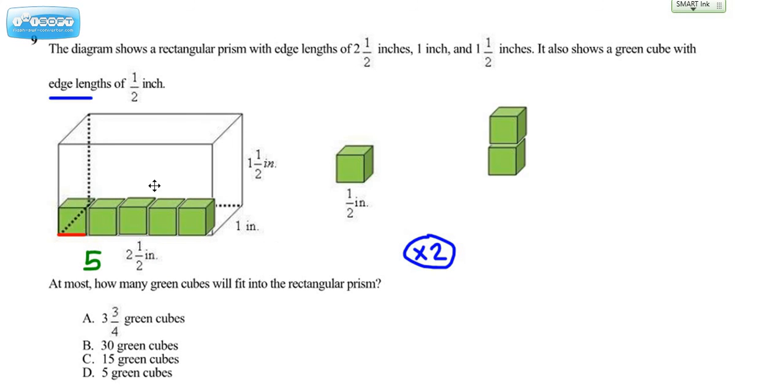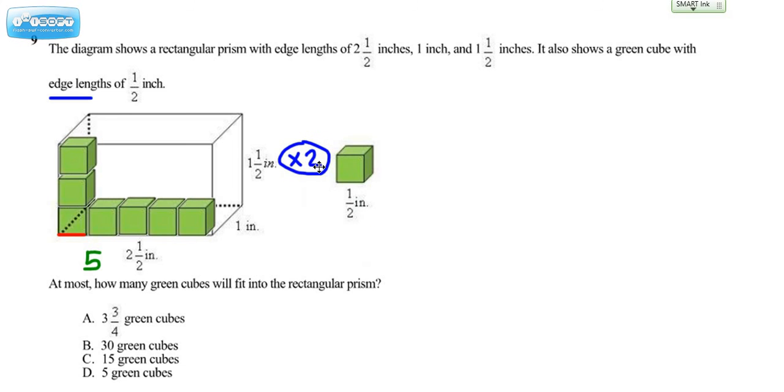All right, let's look at how we stack them up going this way. So there's 1 inch. And now we have 1.5 inches, which is how tall this thing is, right? 1.5 inches. So basically, what did we do? We took 1.5 and we multiplied it by 2, and that gives us how many green cubes? And you can visually see here that we have 3 green cubes.